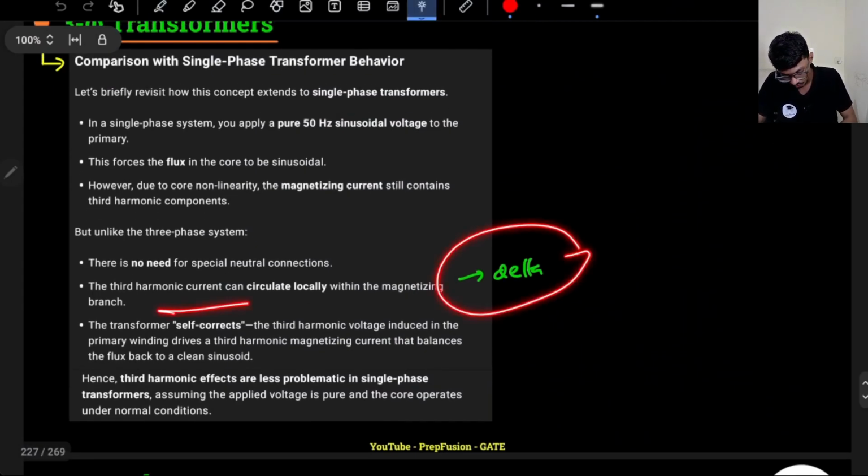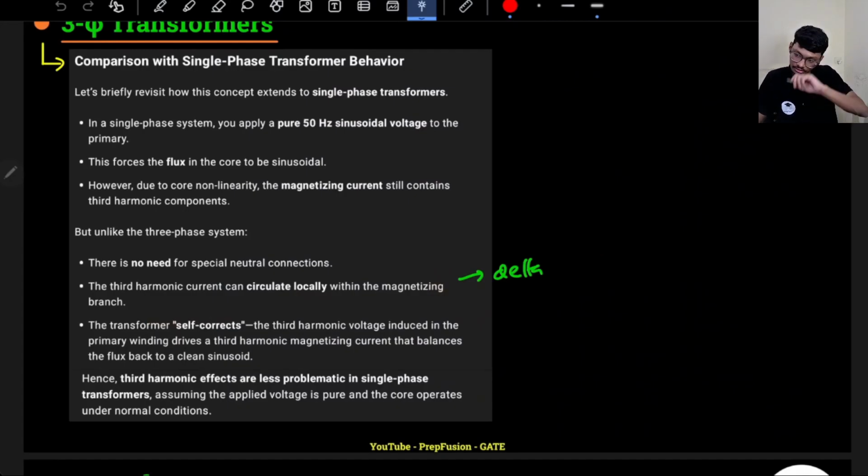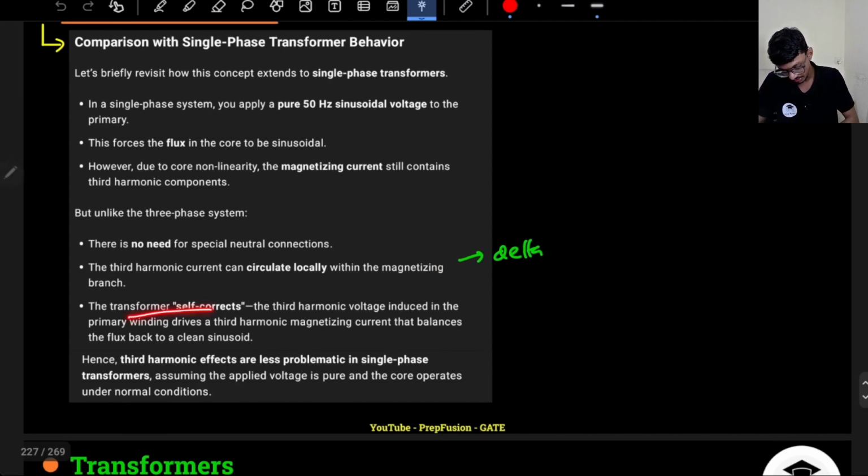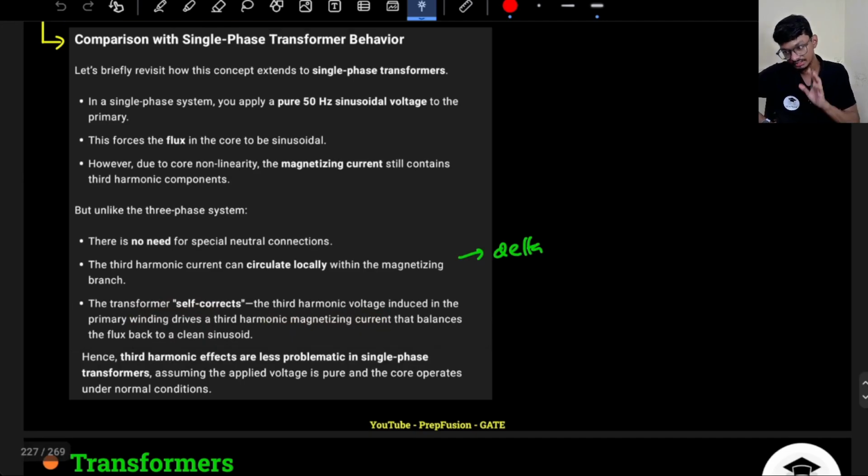For delta connection, there will not be any need of a neutral connection. In delta connection, the third harmonic current will flow locally in the transformer only. It will not flow through the neutral wire, just like star connection. That's why we very rarely use star connection. The transformer self-corrects the third harmonic voltage, as we will see, because there is a path for the third harmonic current to flow. Hence the induced voltages will be purely sinusoidal. So that's why 3-phase transformers are used, also due to this reason. Of course there is the advantage of high power transfer, which is also another advantage. Got it? Understood? Okay.